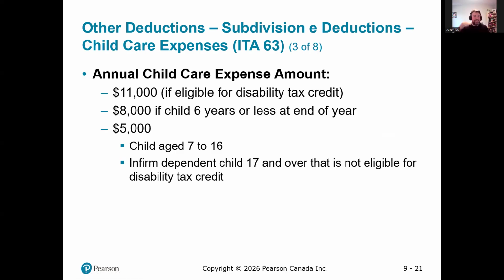But if I paid $10,000 for childcare, well, I can only expense up to 8,000. So I'm always taking the lower number between what I paid and how much they've given me as an allowance or as an annual amount.